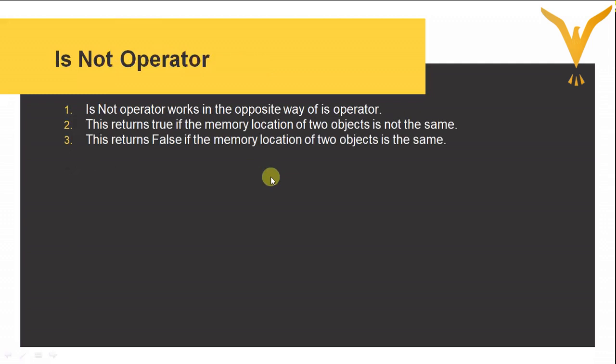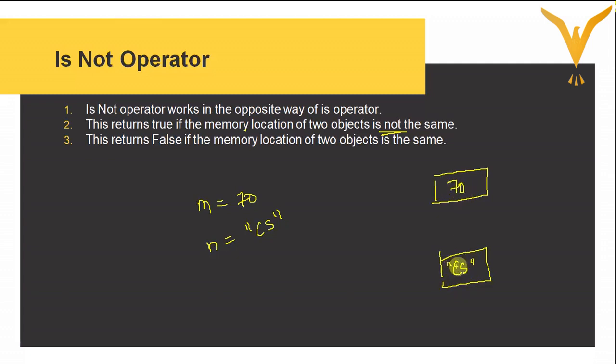And the is not operator is exactly the opposite of the is operator. It will again return true or false. The is not operator will return true if the memory locations of two objects are not the same. Say, for example, I have one object m whose value is, say, 70, and one more variable n whose value is, say, cs. Python will store these values at two separate locations. Here it will store 70, here it will store cs, and say this memory location is 123 and this one is 456. As you can clearly see, the memory locations are completely different.